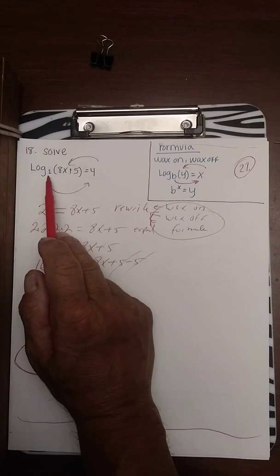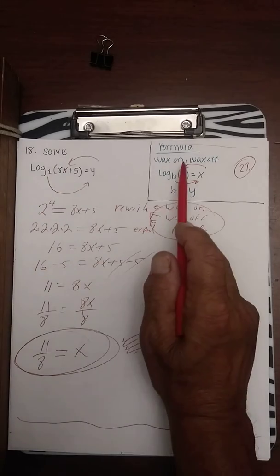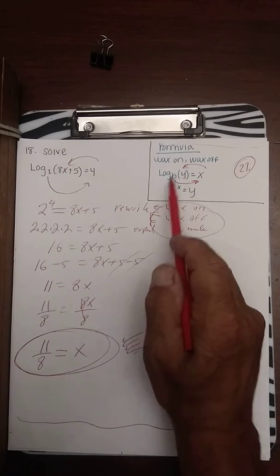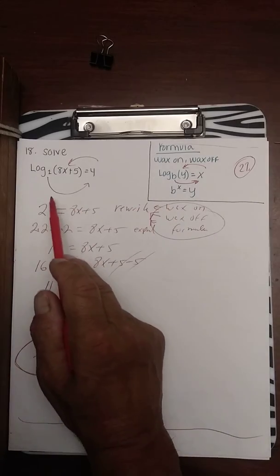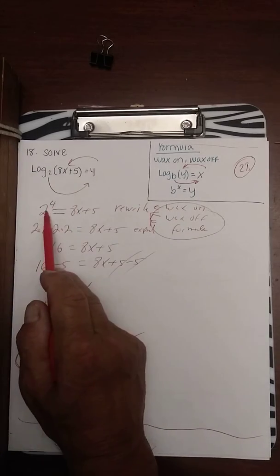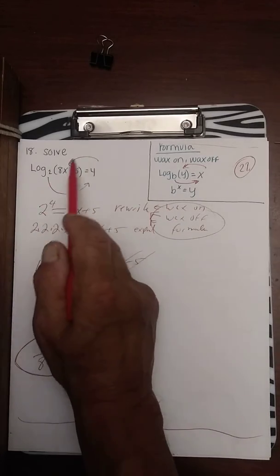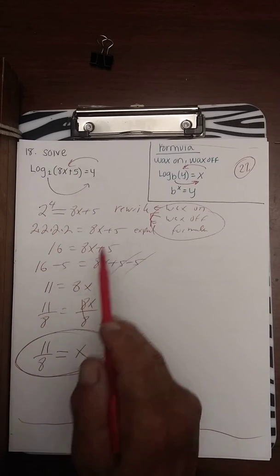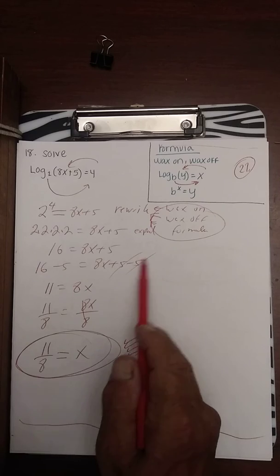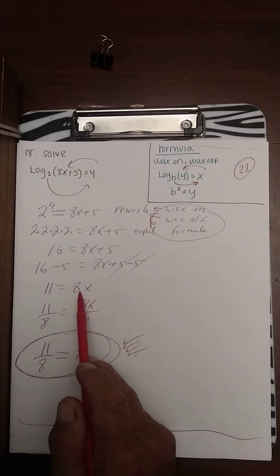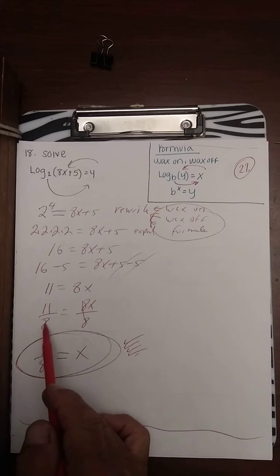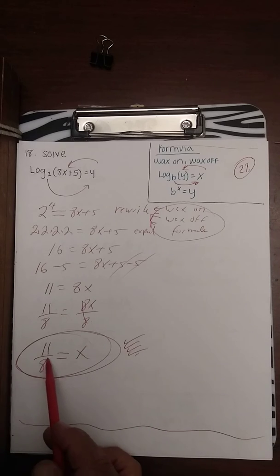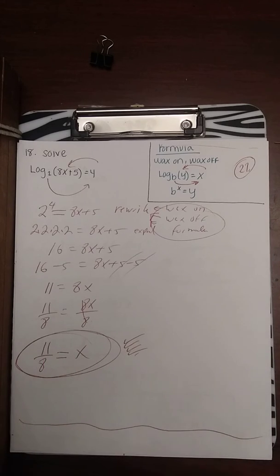Solve this logarithmic equation here. Okay, the wax on means the base to the power, this makes a little circle like that. So 2 to the power of 4, there it is, equals this part. This equals that. So 2, 2, 2, 2 is 16. 16 equals 8x plus 5. Subtract 5, these are gone. 11 equals 8x. Now divide both sides by what? 8. And you're going to get 11 over 8. That's it, we're done.